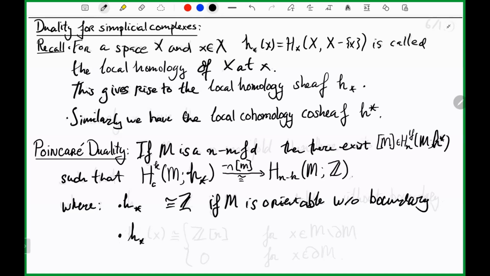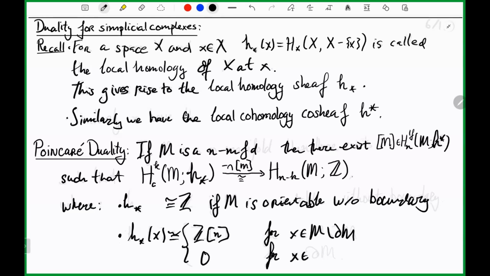If M is not orientable, or has boundary, you have the following thing. The local homology sheaf is Z shifted to degree n for points in the interior of the manifold, and 0 for points in the boundary. And so this way of taking the Poincaré duality theorem also incorporates Lefschetz duality, by realizing that if your sheaf enters the boundary, it's like taking relative homology.